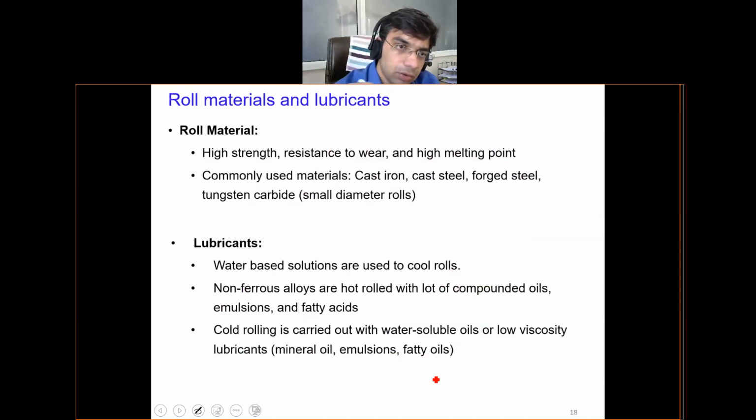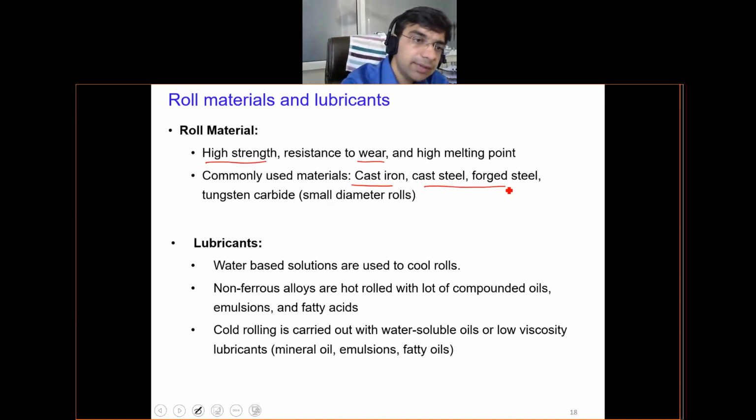Now, what is interesting to know is the material of the roll, because the roll comes in contact with the workpiece and is used in hot working or cold working conditions. Generally these rolls have to have very high strength, meaning they should be able to bear very high compressive loads. They should also be resistant to wear, that is gradual loss of material because of movement of the workpiece on the surface. At the same time, the melting point should be significantly higher than the melting point of the workpiece. Commonly used materials include cast iron, cast steel, forged steel, and tungsten carbide.